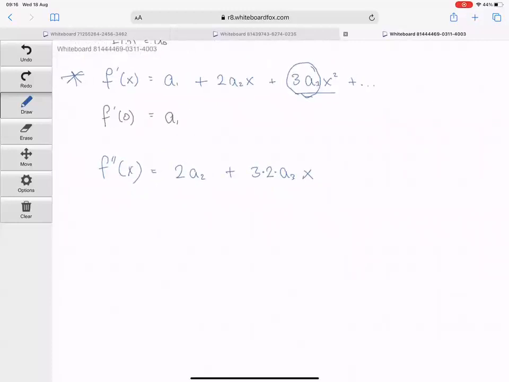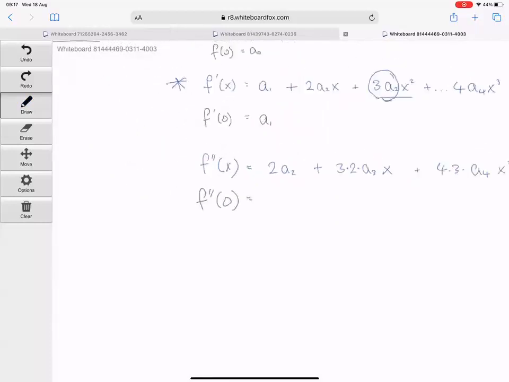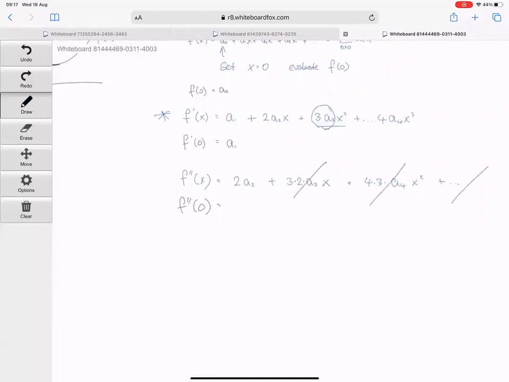So I'll still have an x to the power 1. My next term, if I write it in, would have been 4a4x to the 3. So now if I differentiate that, 4 times 3 times a4x to the 2, and all of the higher order terms. Okay, then I set that to 0, and I basically get rid of all of the terms that contain an x. And I'm left with 2a2.